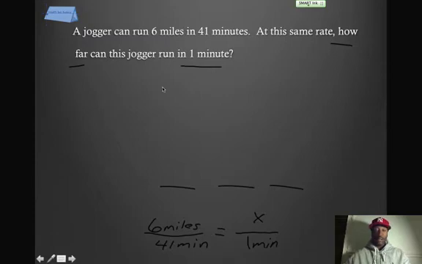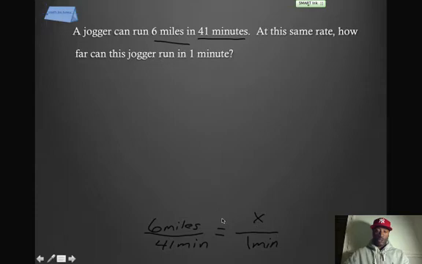Let's get rid of these lines up here. And now we're going to see how we solve this. So now we have our proportion set up, all right? We have 6 miles in 41 minutes, which didn't take much to figure out. We just got that from the problem. 6 miles, 41 minutes. So, how many miles does the jogger run in 1 minute?